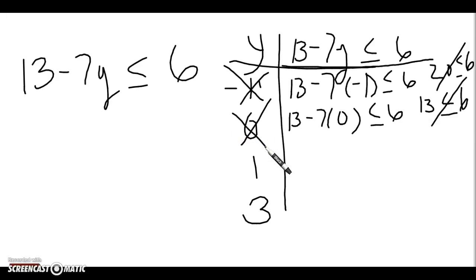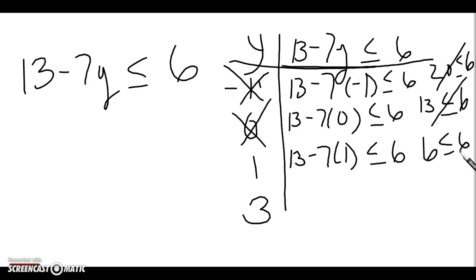Alright, let's plug in 1. I get 13 minus 7 times 1 is less than or equal to 6. And I get 13 minus 7, which is 6. So 6 is less than or equal to 6, and this is a true statement. So 1 is one of my solutions.